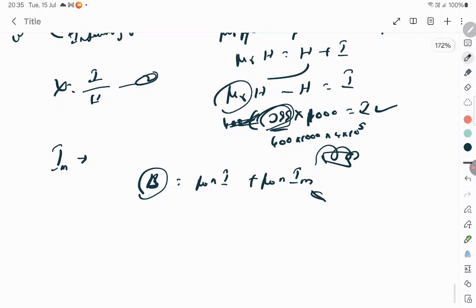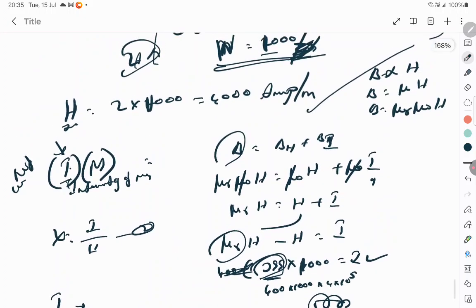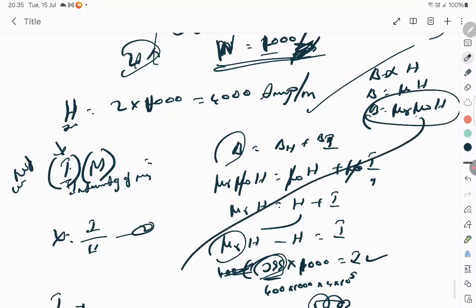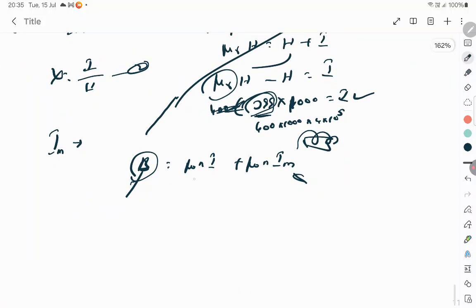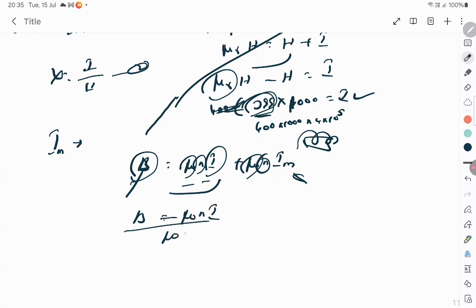So you know that B itself is here, and from this formula you can plug in that B's value, and mu naught into small n into I, the respective values here also. And this way you can actually find the value of Im. B minus mu naught into small n into I, divided by mu naught into n, is equal to Im. So you can find Im using this. Very, very important sum. Okay, anyway, carry on. I hope you're clear.